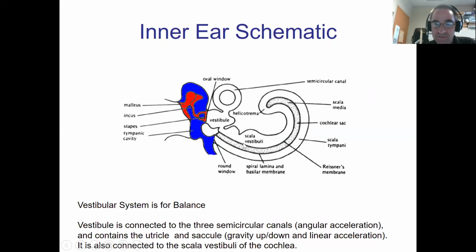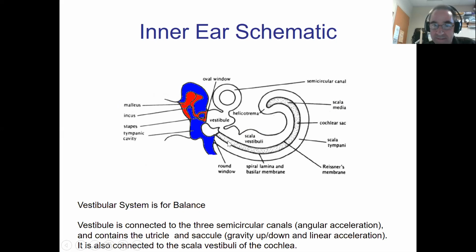So there's scala vestibuli, which is actually connected to the vestibular system, which is for balance and perception of acceleration, right? And the stapes, which we saw in the last set of slides, is sitting on top of the oval window. So when the stapes pushes in and out, the first thing it's doing is pushing on this fluid in scala vestibuli. That's the fluid that's above scala media and the basilar membrane.